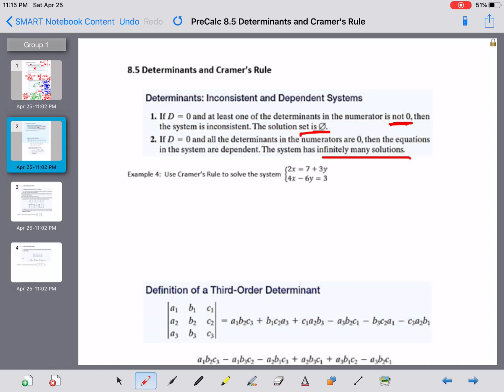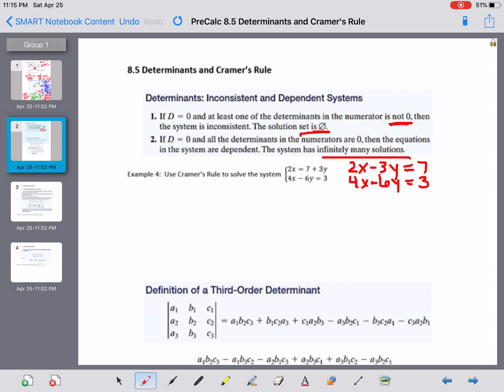All right, so let's try our example 4 and see what we get. First things first, why don't we write these equations in order so that we don't mess up on our signs. I'm going to make this 2x minus 3y equals 7. And it looks like my second one's okay, 4x minus 6y equals 3. If your equations are not in that format, you could mess up the signs, especially on your matrix. So make sure your equations are in the right order.